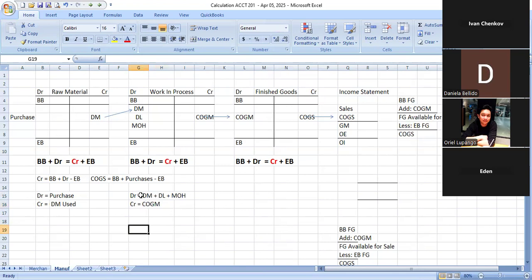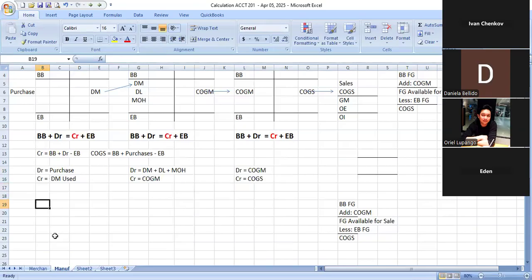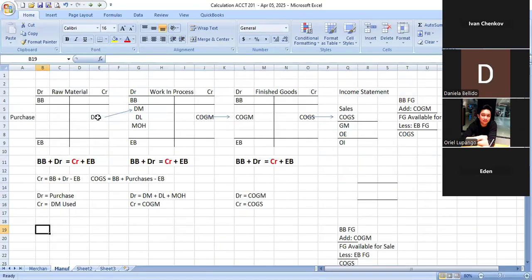And in this account, if we do the same, the debit will be equal to the cost of goods manufactured, and the credit will be cost of goods sold. And that's how we're going to find everything. So now, let's start with the first one to find out how many materials we actually used.